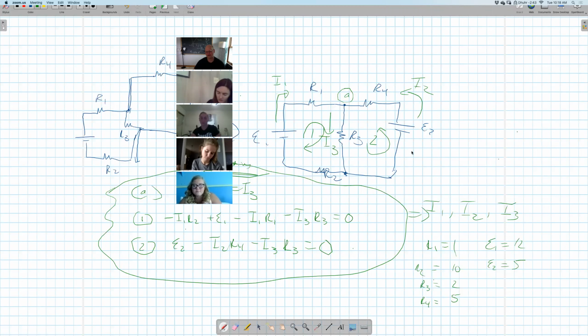Or again, you can go this way, which would be E2 minus I2 times R4. Or if I go this way, it would be E1 minus I1 times (R1 plus R2). So any of those would be fine. But I always try to do the least amount of work, which in this case would just be I3 times R3. Right. Okay. All right. Thank you.